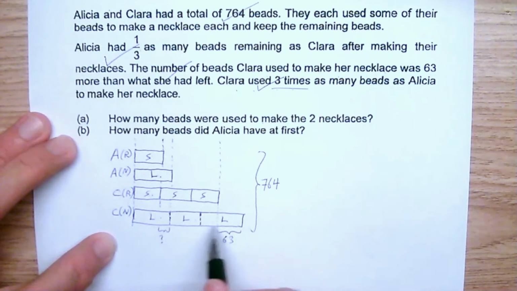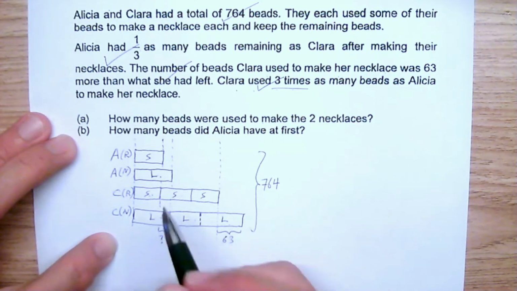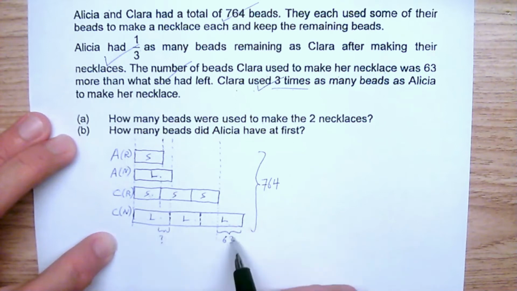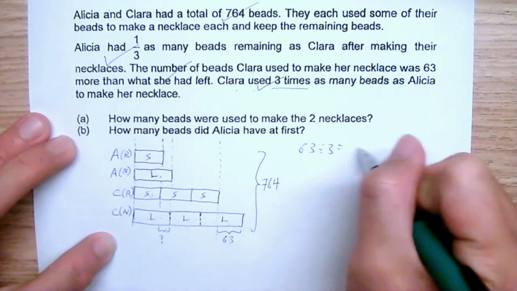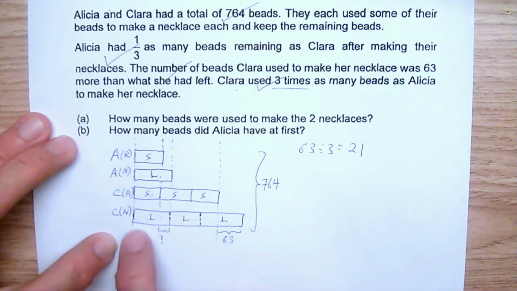Since for 3L and 3S, the difference is 63, the difference between 1S and 1L should be 63 divided by 3. Okay, so I'm just going to go ahead and do this. 63 divided by 3 will give us 21. This tells me that one long bar is 21 more than one short bar.